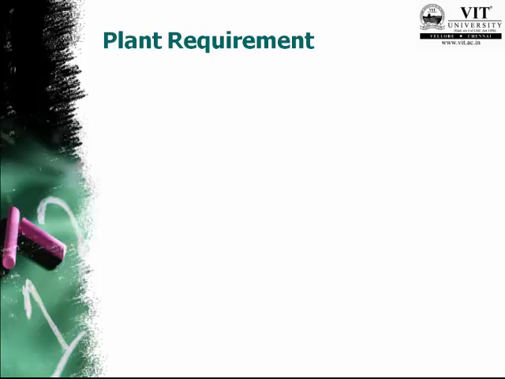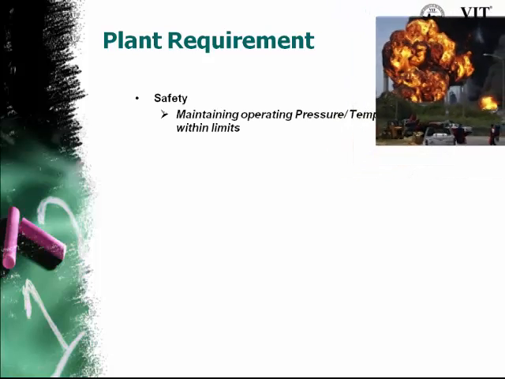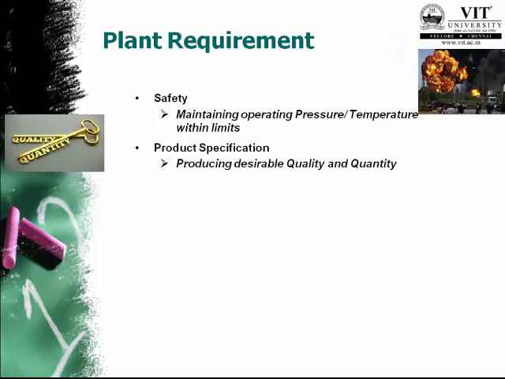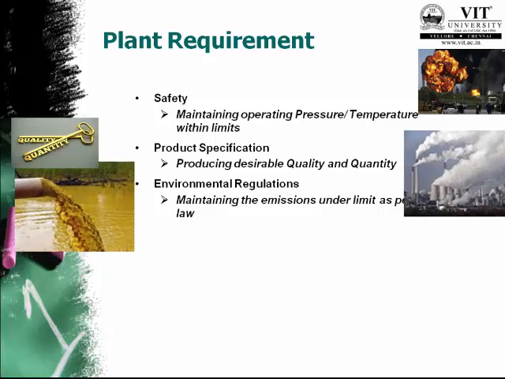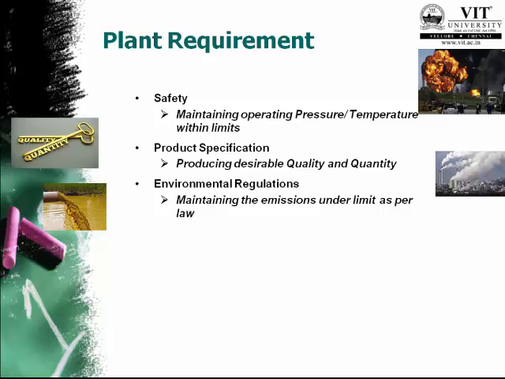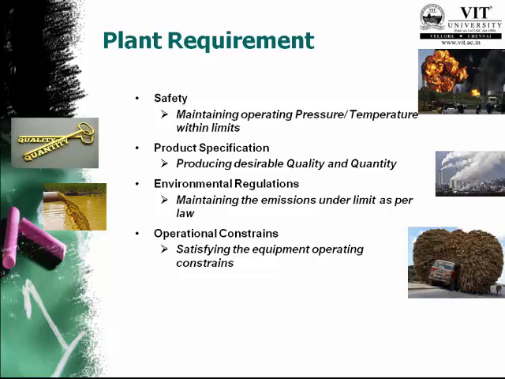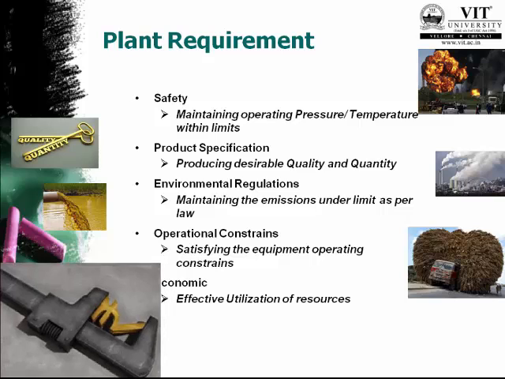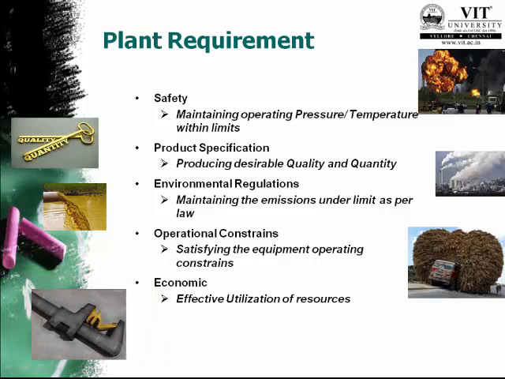Fine. For successful operation, a plant must satisfy several requirements. These could be imposed by the designers or the influence of the plant environment. First, we have to make sure the plant environment is safe to work with. Then, we have to meet the product specification in terms of quality as well as quantity. Then we have to satisfy the environmental regulations according to the law. We saw a plant has lots of equipment, each will have its own operating constraints, and we have to make sure they are not violated. Finally, when the plant is running, the designed system should effectively utilize all the resources.